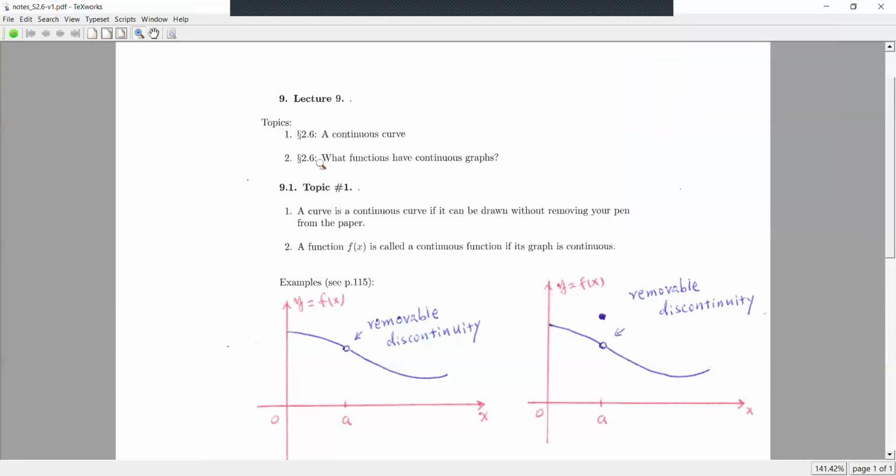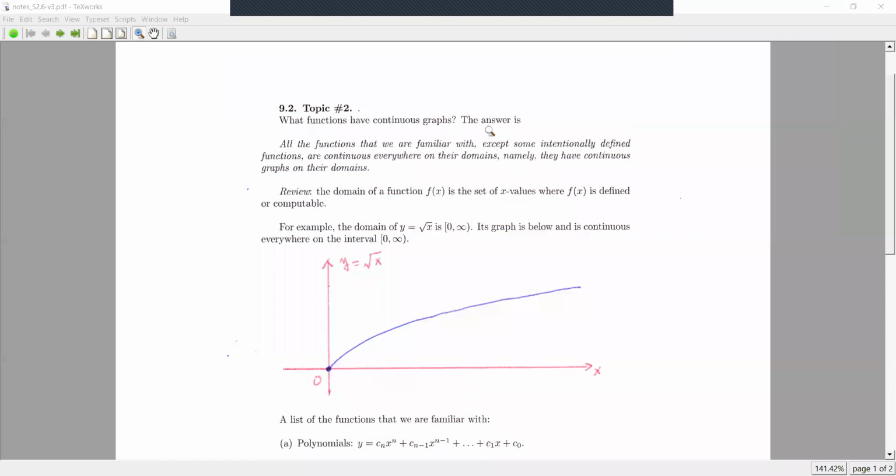Topic 2. In this topic, I want to answer this question. What functions have continuous graphs? The answer turns out to be simple. All the functions that we are familiar with, except some intentionally defined functions, are continuous everywhere on their domains. Namely, all the functions that we are familiar with have continuous graphs on their domains.